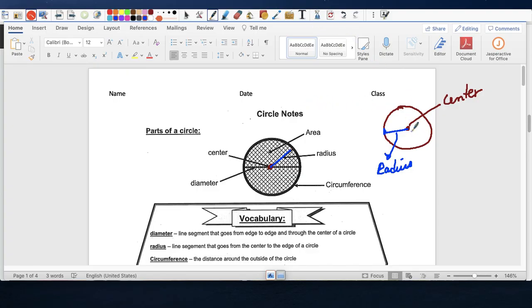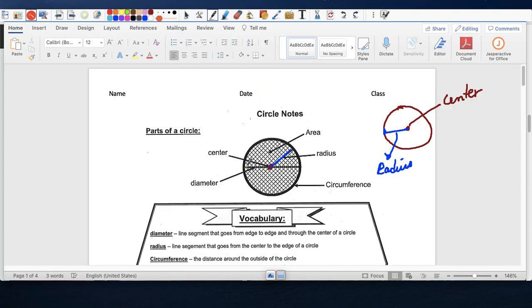So any line that goes from the center to the edge of the circle, that's the radius. So you have an infinite amount of radii in a circle. The other word is called the diameter.